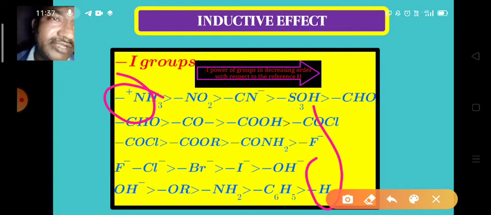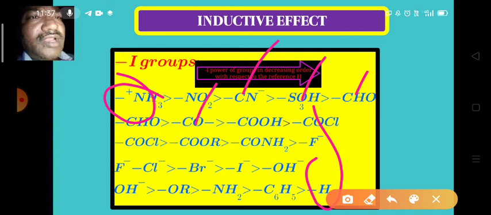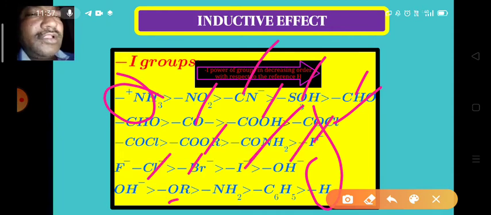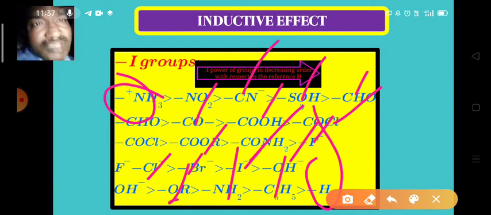So this is the order that we have to remember. In the second place we have the nitro group, then cyanide, sulfonic acid group, aldehyde, carbonyl meaning ketone, and carboxylic acid, acid chloride, ester group, amide, fluoride, chloride, bromide, iodide, hydroxide, alkoxy group, ether group, amino group, and phenyl group. So this is the order for the minus I effect groups.